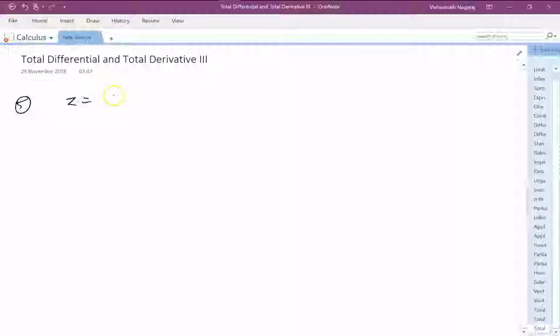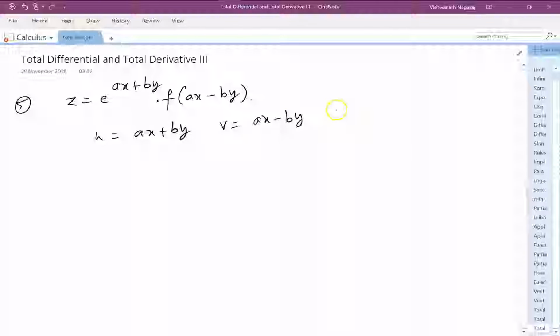Now let's say z is equal to e to the power of ax plus by times f of ax minus by. Let's simplify this by saying that u is equal to ax plus by, v is equal to ax minus by, which makes z equal to e to the power of u f of v.